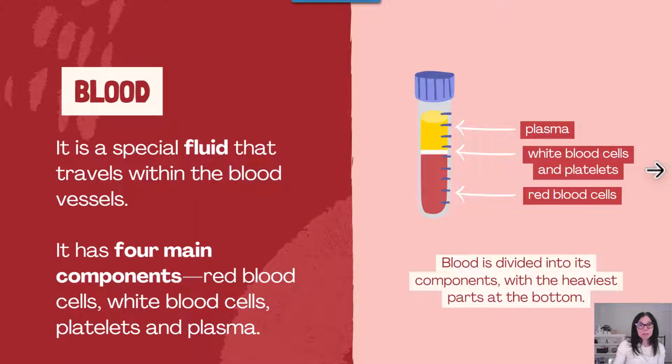Now let's talk a little bit about blood. Blood is a fluid that travels within the blood vessels. It is made up of four different parts: the red blood cells, white blood cells, and platelets, and also plasma. Also in blood is where you're going to find nutrients and water and gases, but blood itself is made up of these four components.